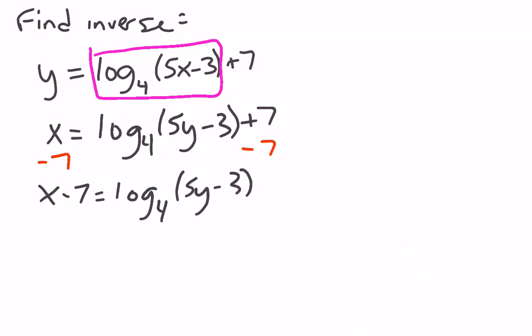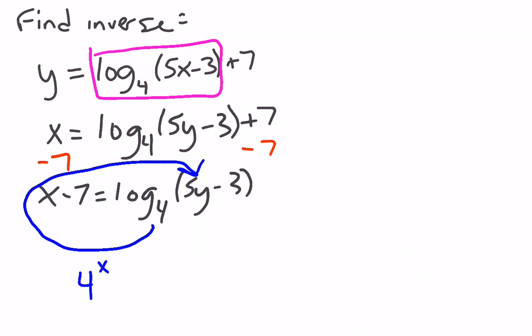And now it may look a little weird because this is kind of the opposite side of how we've been writing stuff. But we're going to rewrite that in exponential form. So my base is 4. My exponent is x minus 7 equals 5y minus 3. So 4 to the x minus 7 equals 5y minus 3. All right, now we just need to solve for y.